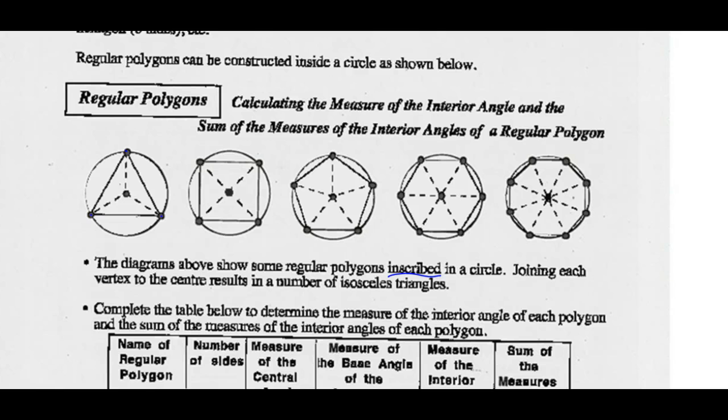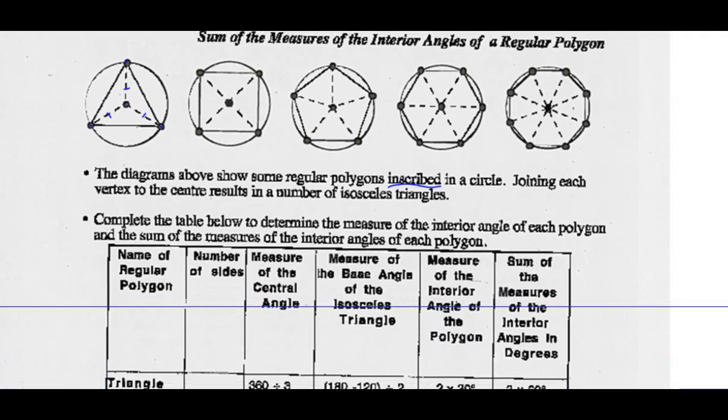Joining each vertex to the center results in a number of isosceles triangles. That's the radius of the circle. They're the same length. All those are the same length. They're all radii of the circle. With that in mind, complete the table below to determine the measure of the interior angle of each polygon and the sum of the measures of the interior angles of each polygon.